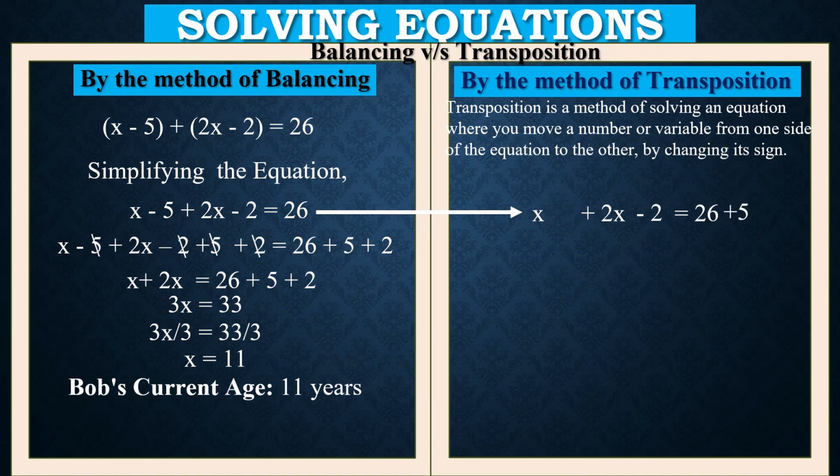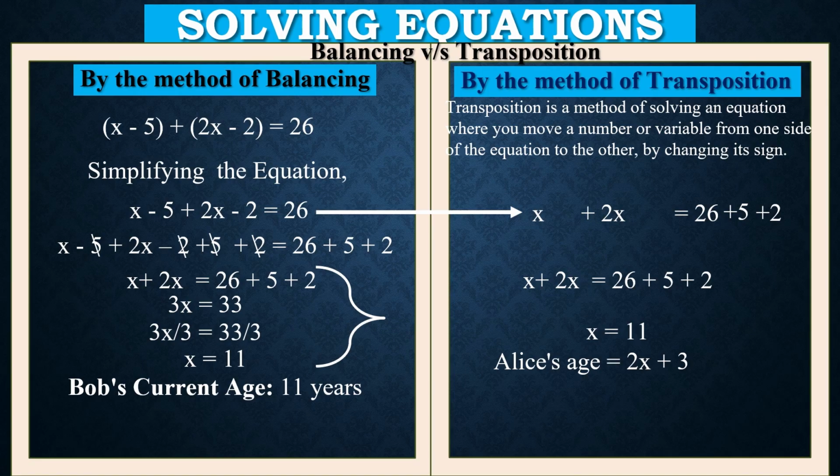Next we have to remove minus 2. Minus 2, when it goes from the left hand side to the right hand side, that will become plus 2. Now all these steps which we have done in balancing of equations, same are repeated. After simplification we get x equal to 11. x is Bob's age. Now we'll find Alice's age.